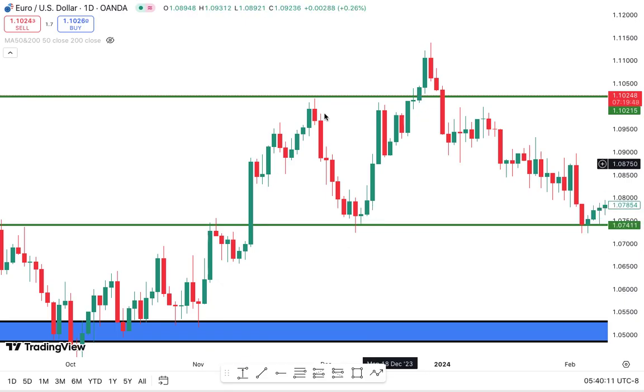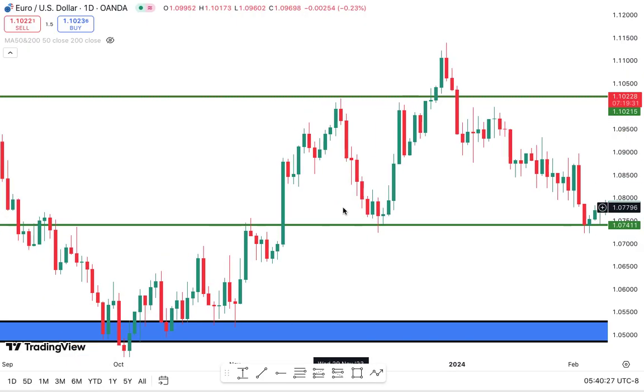The kind of pullback where you have this usually signals reversal, guys. In this case it is a reversal of this drop here. That means the market wants to go higher. So what you want to do is start looking for buying opportunities.